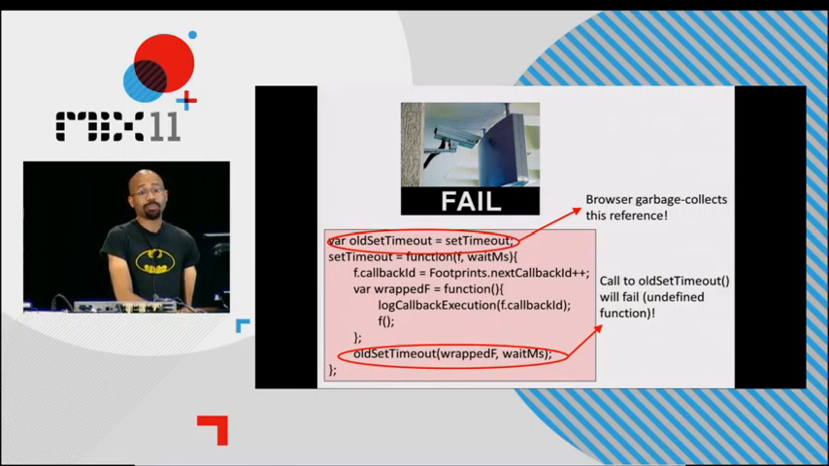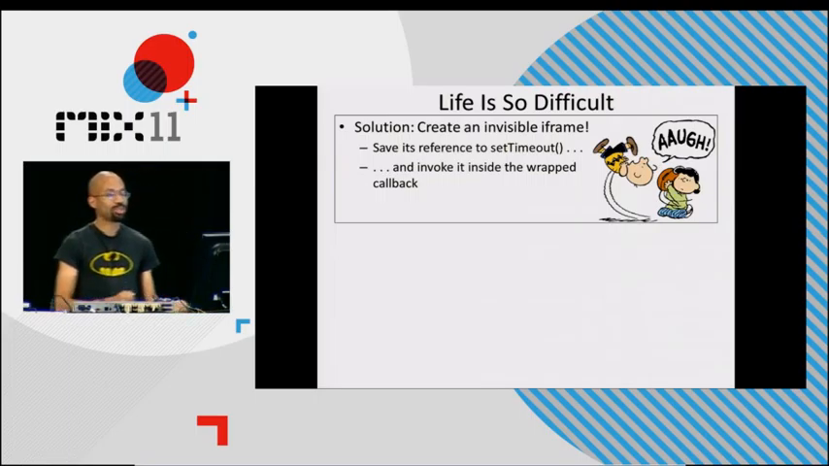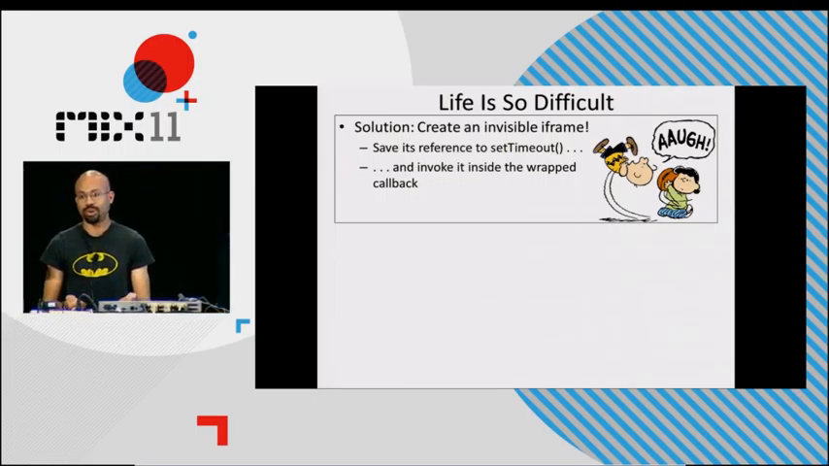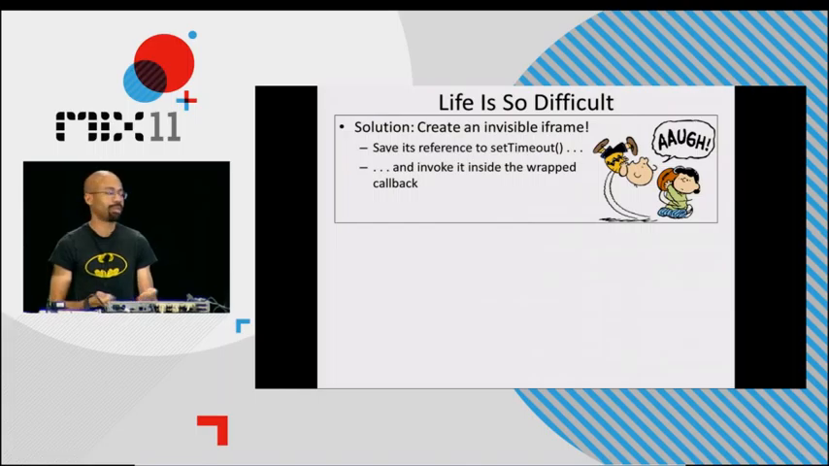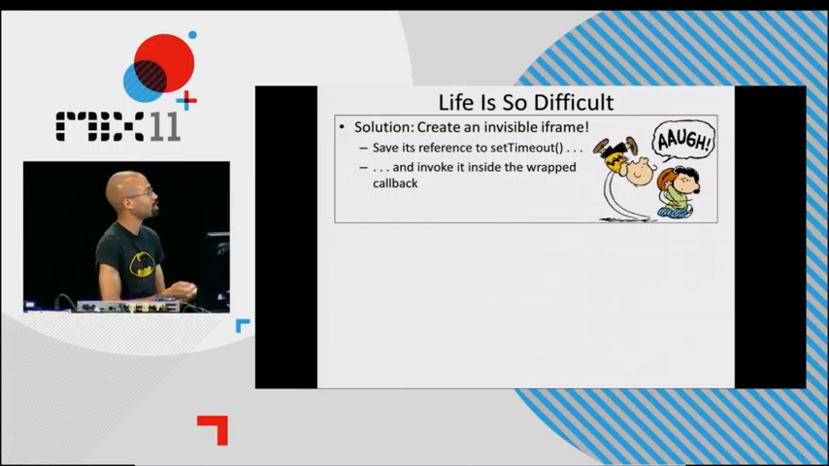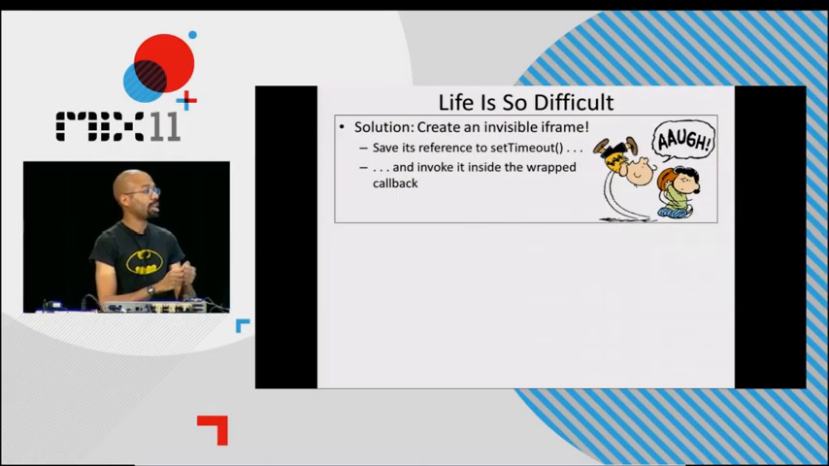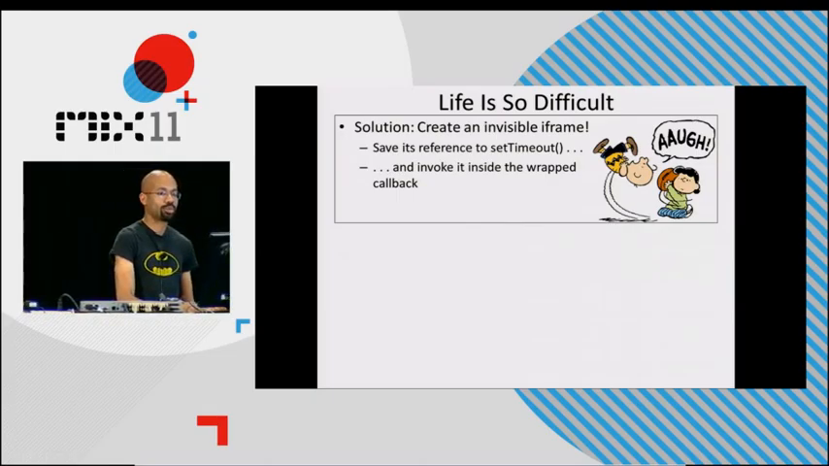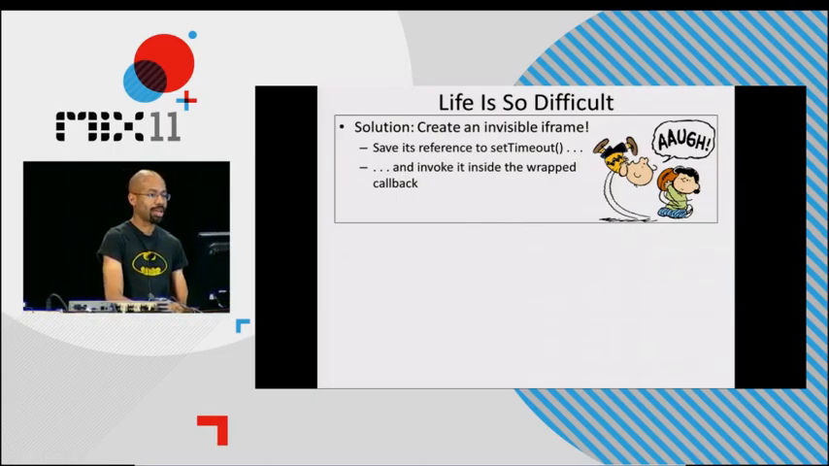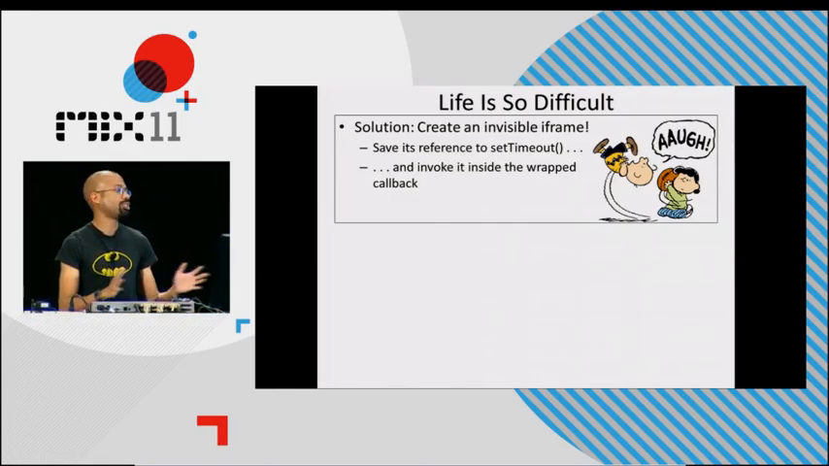So what did I end up having to do to get this to work? So the solution was for me to create an invisible iframe. This, of course, is a very popular hack that many web developers use. And it's sad, but this is the world that we've been given. So what I do is I create an invisible iframe, and I save its reference to setTimeout, right? And I invoke that iframe's original unwrapped setTimeout inside the wrap callback I was just telling you, right? It's dirty. I took a shower afterwards, but this is what you have to do, right?